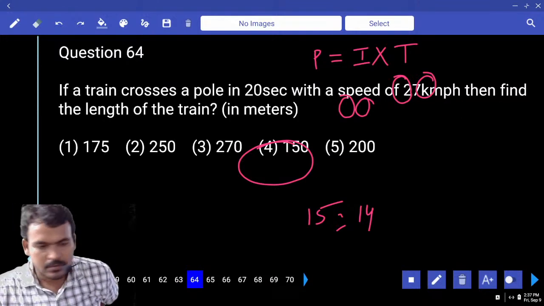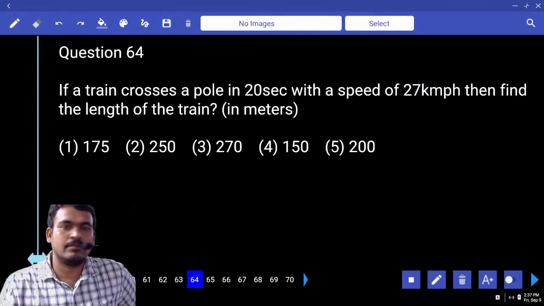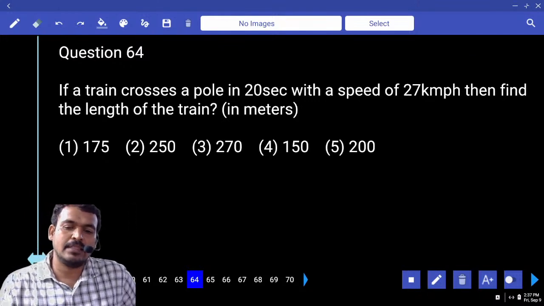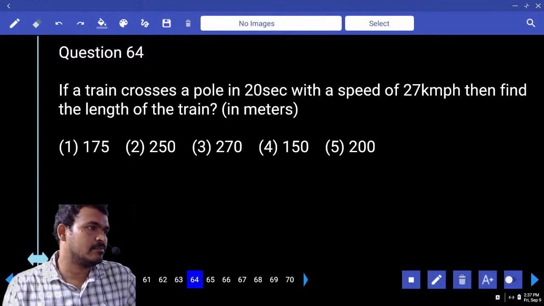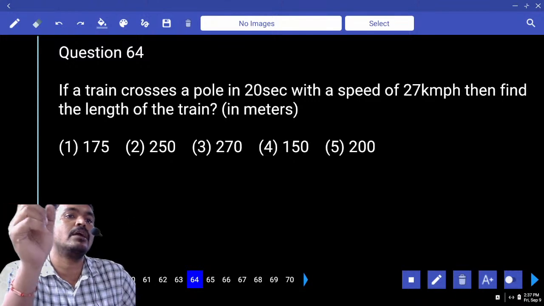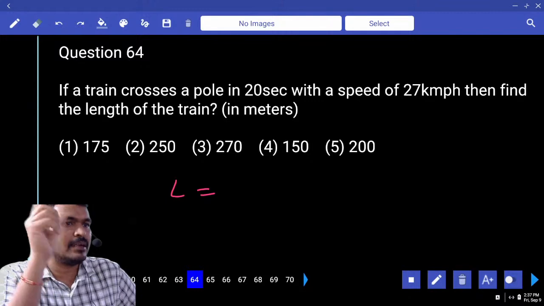If a train crosses a pole in 20 seconds at a speed of 27 kilometer per hour, then find the length of the train. Length is nothing but the distance. Okay, when a train passes a pole, the total distance is only the train length. Then length of the train means distance value.